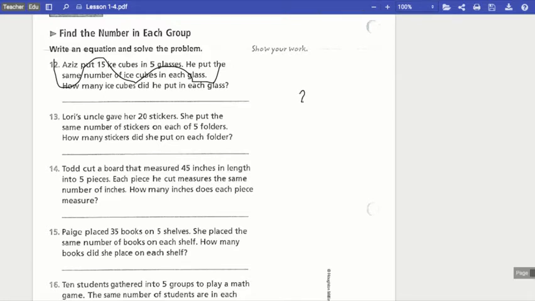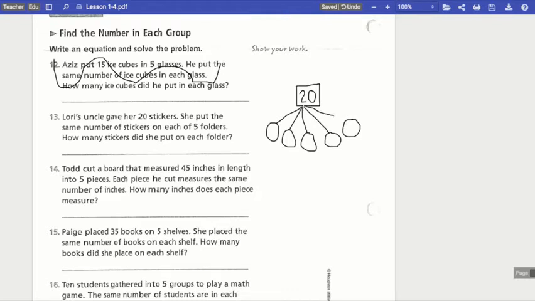Let's go ahead and get our math drawing started. And what does she do with those 20 total stickers? Put them on 5 folders, so that's our groups. So we know that there's 5 groups, so we'll go ahead and draw our groups here. 2, 3, 4, and 5. Now we are going to want to make sure that we count how many end up in each group. That's what we're looking for, is the number in each group.